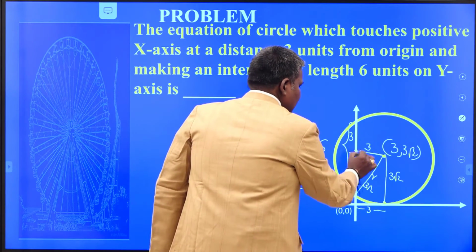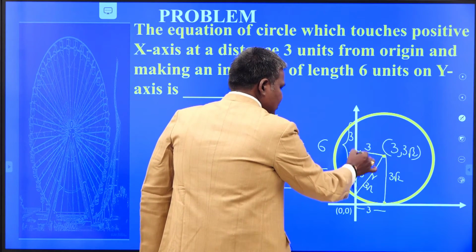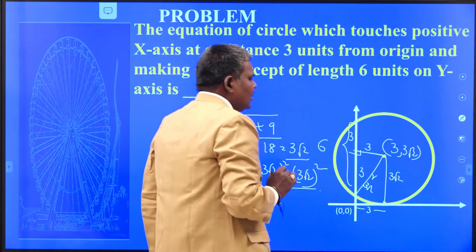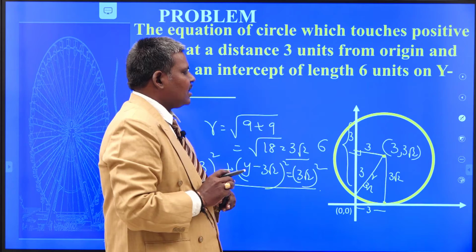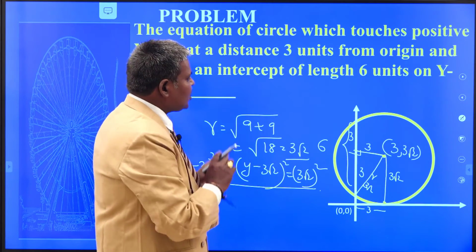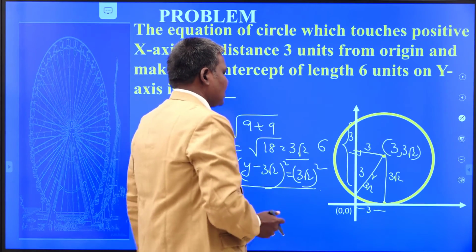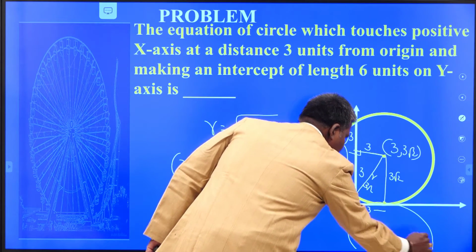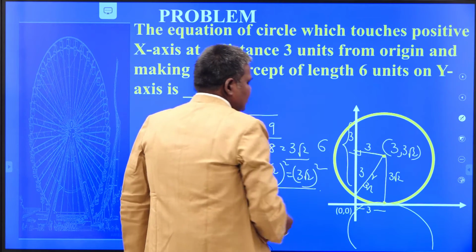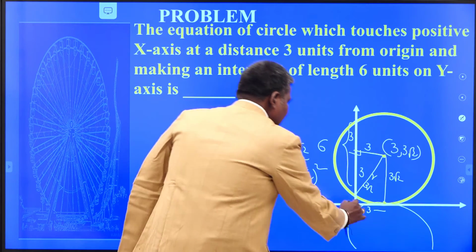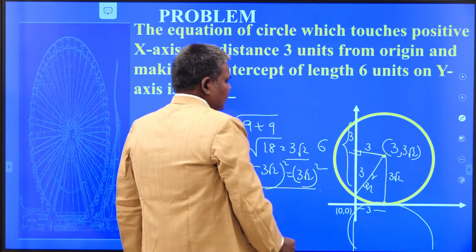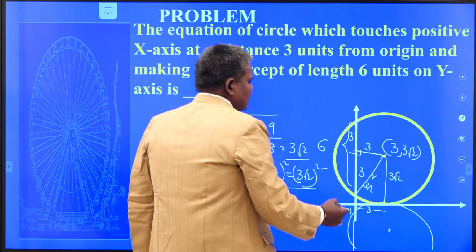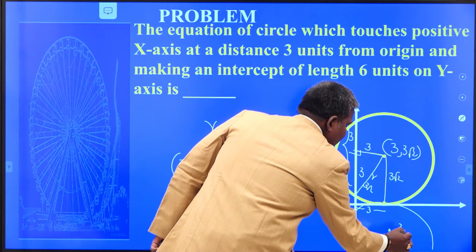So this is 3 units, this is 3 root 2 units from this right angle triangle. This is the x distance, this is the y distance. Your center is in the first quadrant. That is why 3 root 2. Is there any other possibility for this? Yes, there exists another circle also. In this manner, you have another circle. It touches the x-axis at a distance of 3 units from the origin and makes an intercept of 6 units here. There exists another circle. So in this case, you have the center as (3, minus 3 root 2).